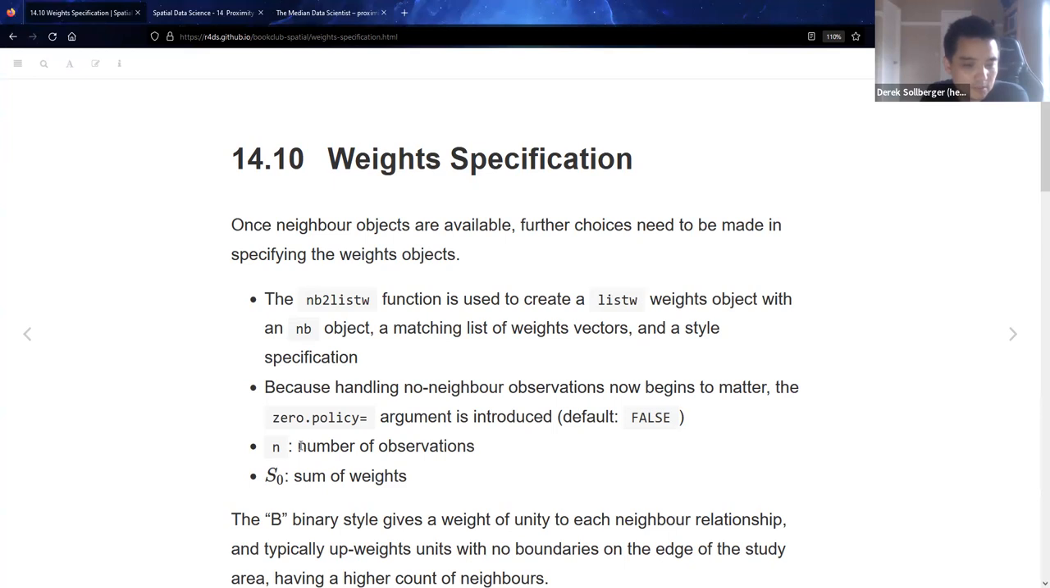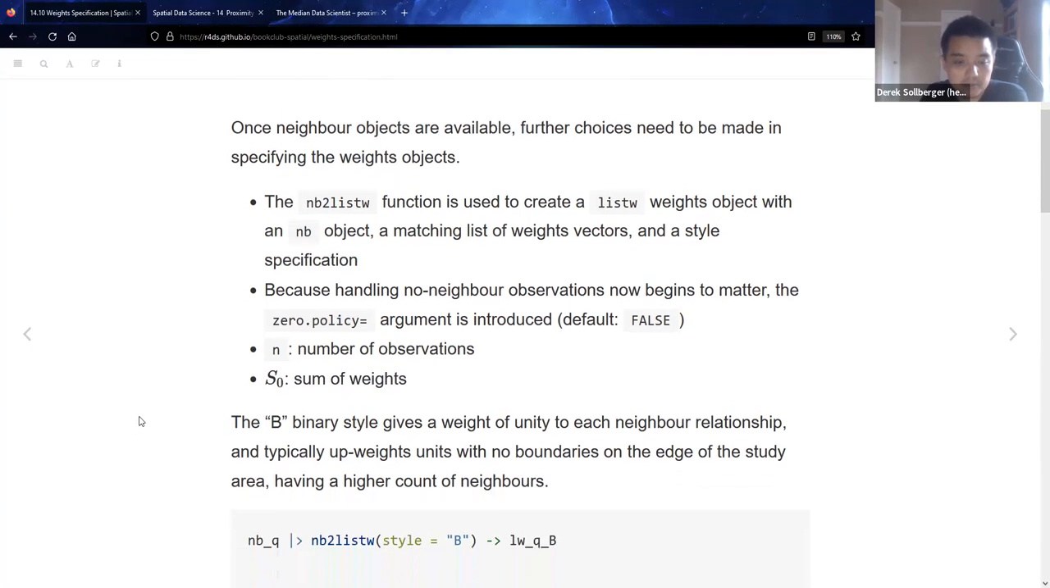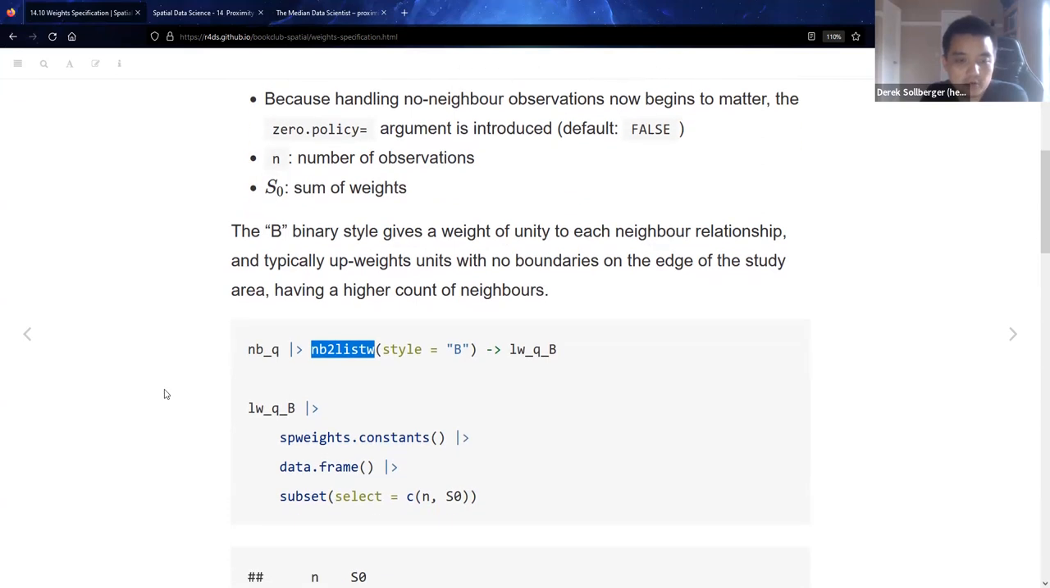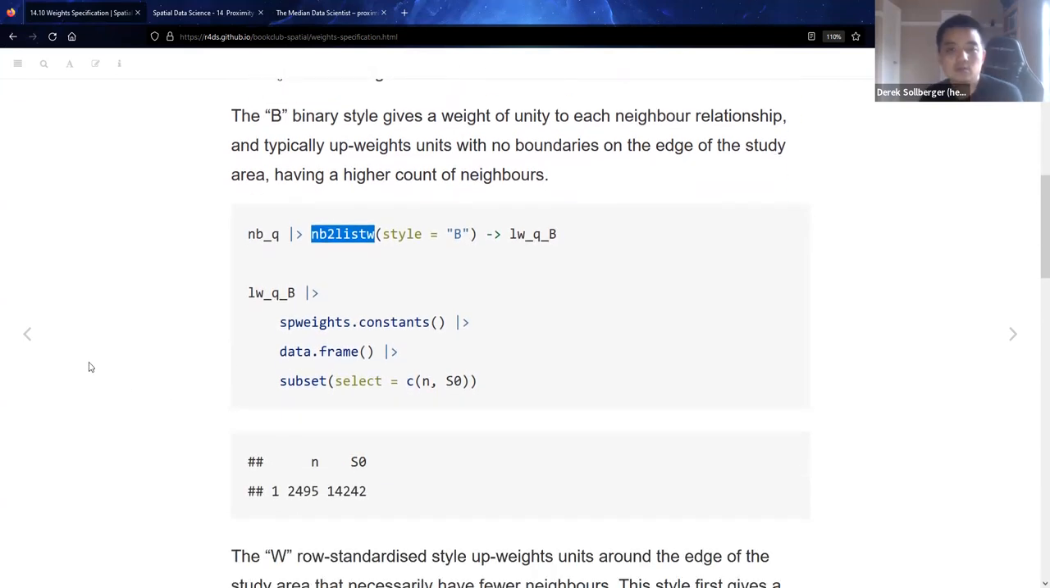We will be doing some calculations. Lowercase n, like usual, will be the number of observations, and S0 will be the sum of the weights. If we go from neighbors to list with this helper function here, the capital B binary style gives a weight of unity to each neighbor relationship and adds up the weights with no boundaries on the edge of the study area.